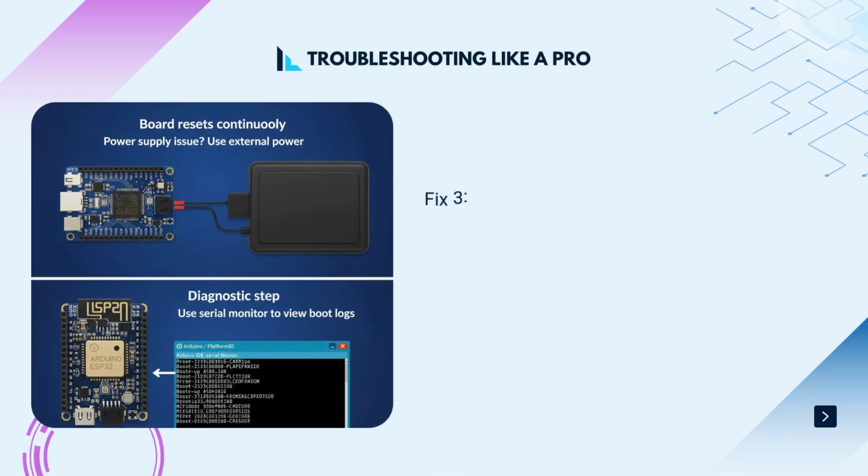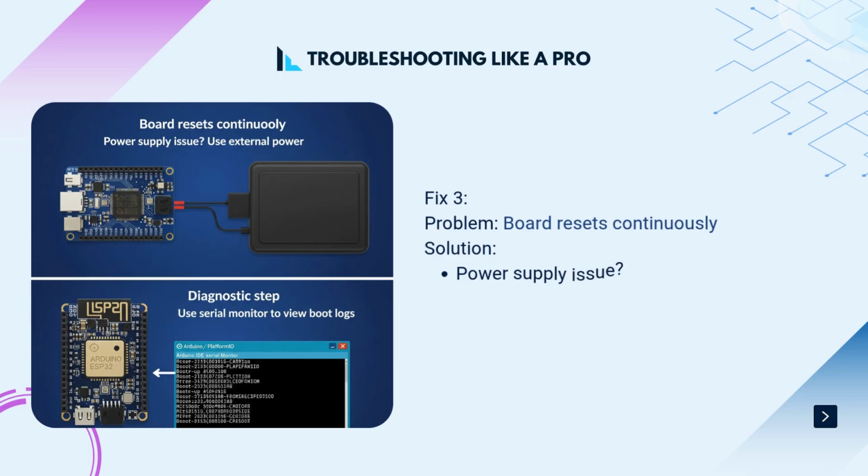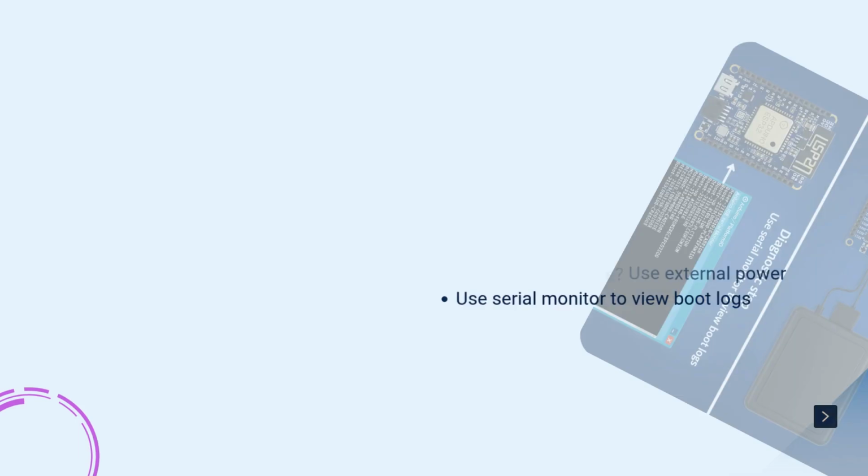Case 3, upload succeeds, but nothing works. The flashing succeeded, but your LED doesn't blink, or sensors don't respond. Check: did you connect the peripherals correctly? Is your code logic sound? Use Serial.print statements for real-time feedback.